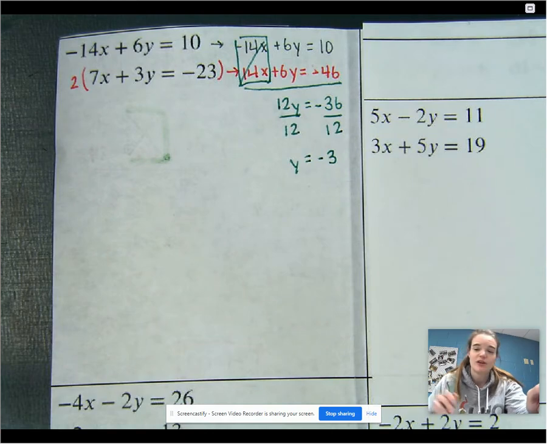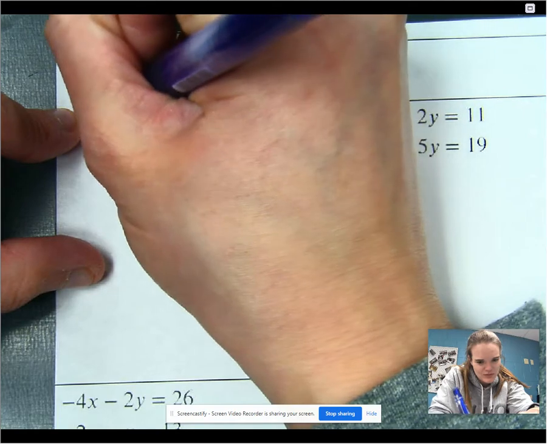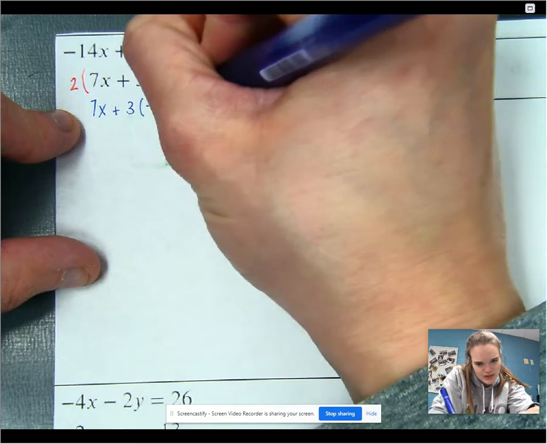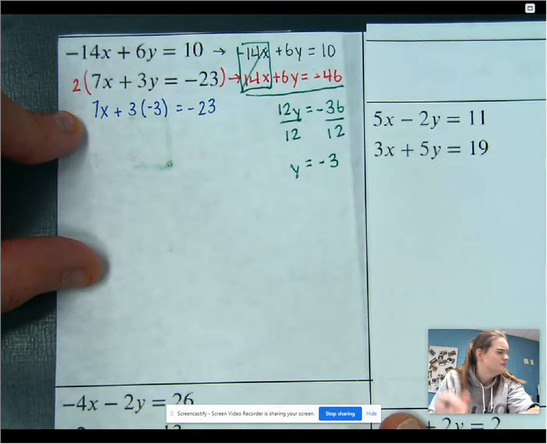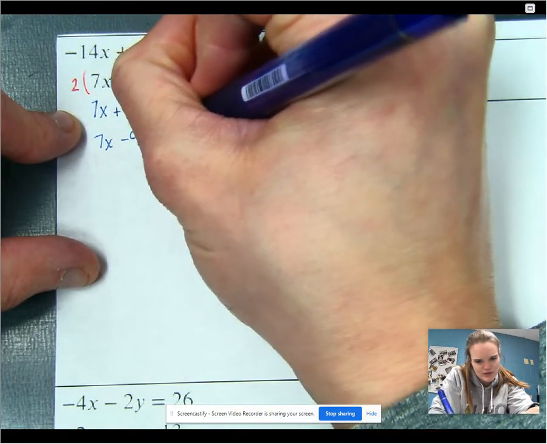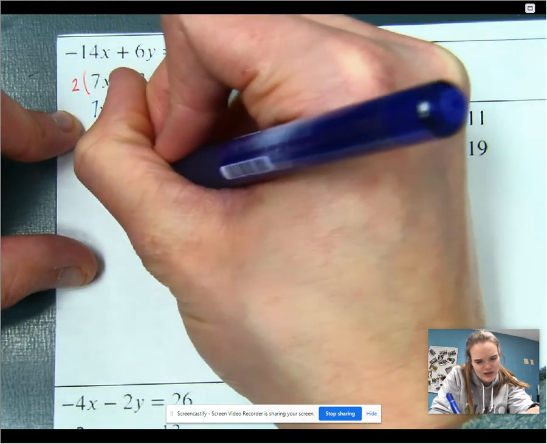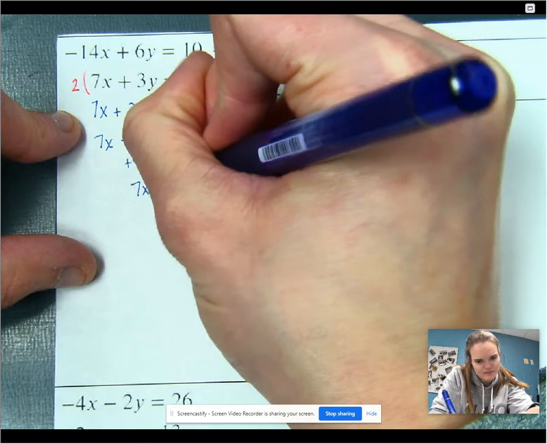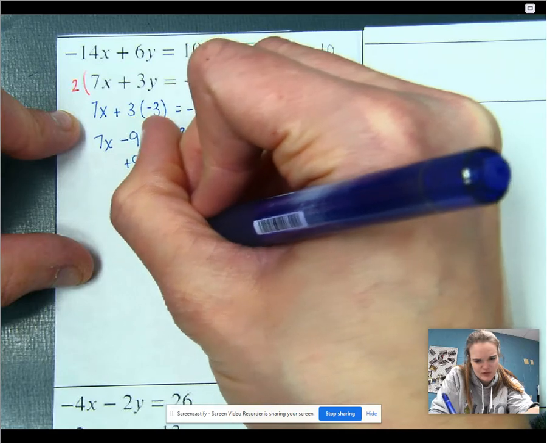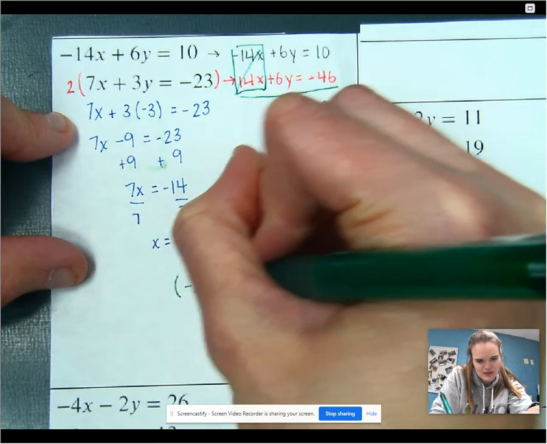Plug back in. Notice I solved for y this time, so you have to plug back in at y. 7x plus 3 times negative 3 equals negative 23. 7x minus 9 equals negative 23. Add 9. 7x equals negative 14. Divide by 7. x equals negative 2. So my solution is negative 2, comma, negative 3.